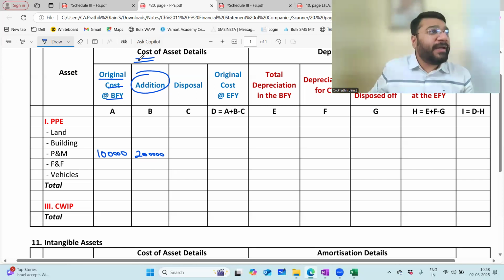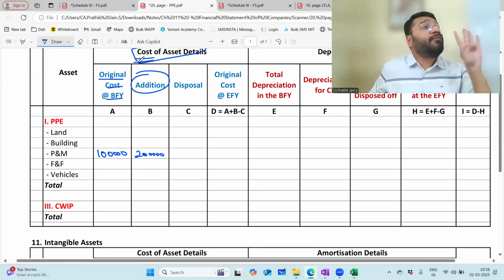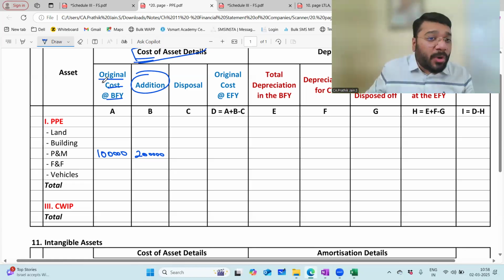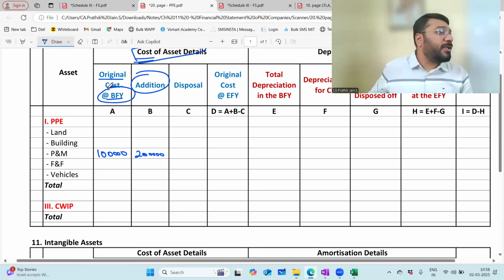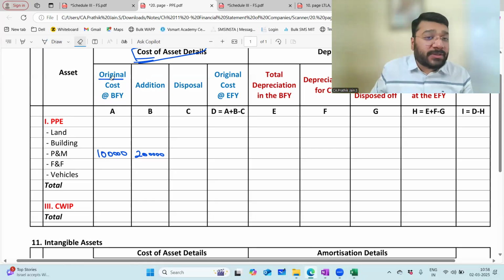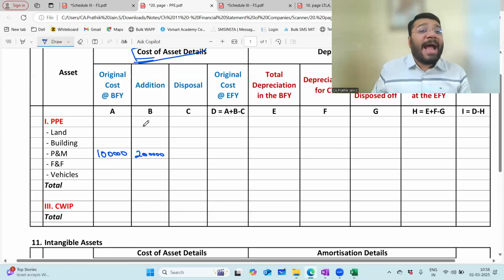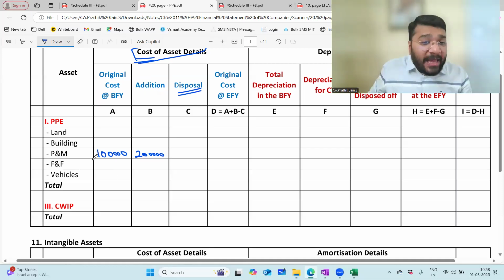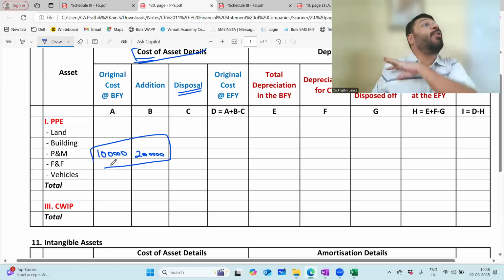So we are trying to fit in the information of the cost of the asset. How many columns do we have here? 4 columns. The first column is what? The balance brought forward of the ledger, the opening balance of the ledger at cost. Am I clear? Second, addition at cost. Third is disposal. Means out of this 3 lakh worth of asset, how much worth of asset is disposed?